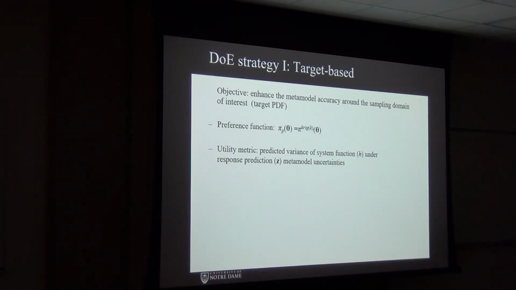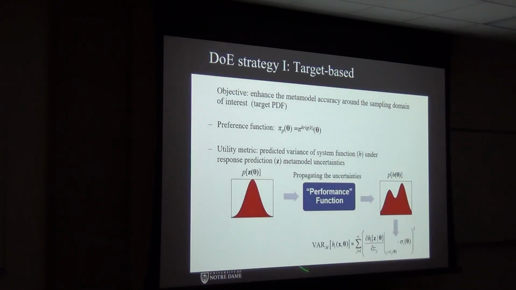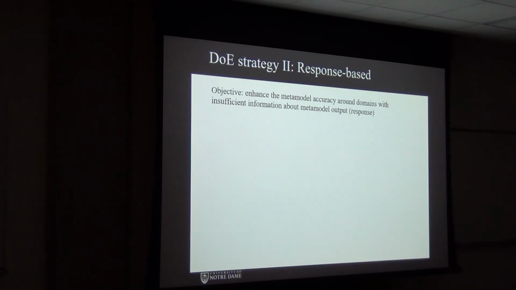And in terms of the utility metric, we're going to separate it into two. This is what we call target-based DOE, where you really try to improve the accuracy around your target. And we're going to use pretty much exactly the same utility metric that we had before, which is the propagation of the uncertainty from your response into your system function.